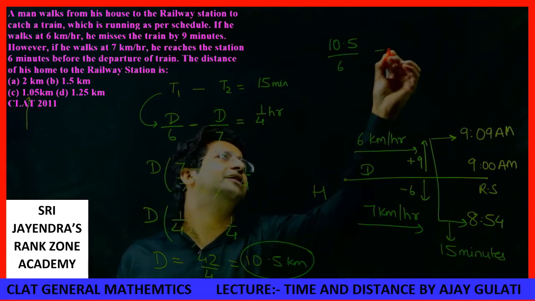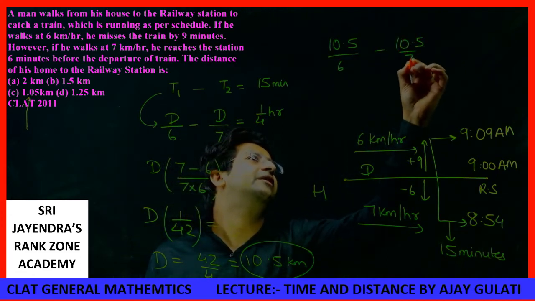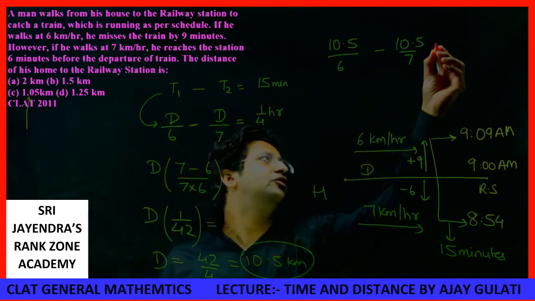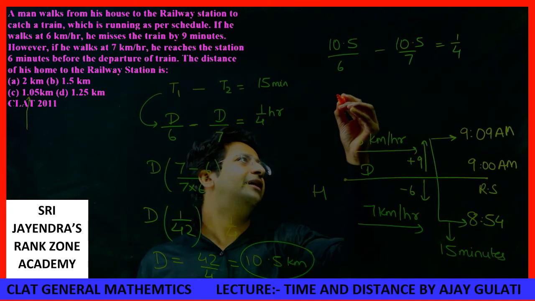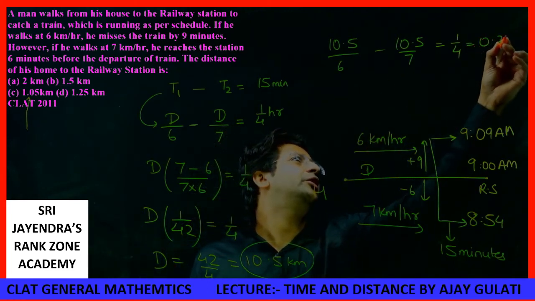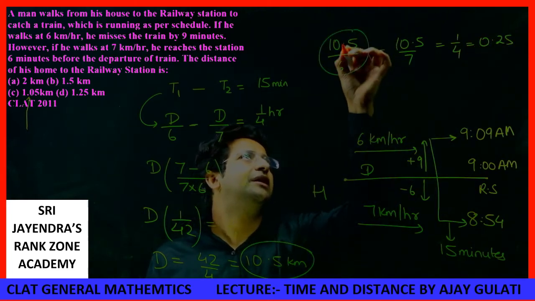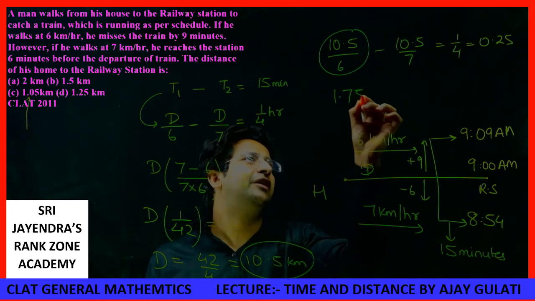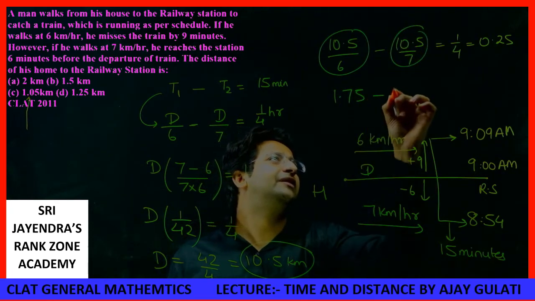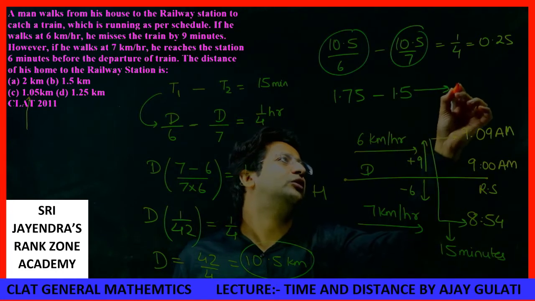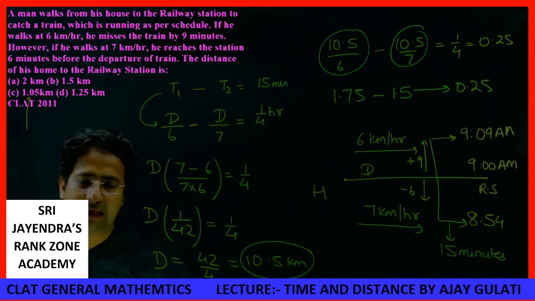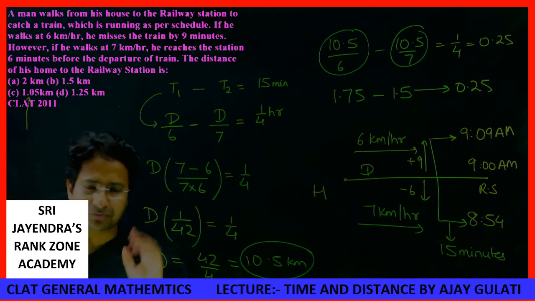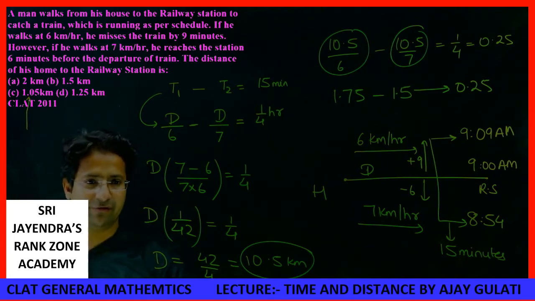10.5 divided by 6 minus 10.5 divided by 7 will give you 1 by 4. 1 by 4 means what? Means 0.25. 10.5 divided by 6 is 1.75 minus 10.5 divided by 7 is 1.5. You will get what? 0.25. Yeah, we have done it correct. There was a small typing mistake in the option. I hope it makes sense to everyone. Let's move to the next concept.